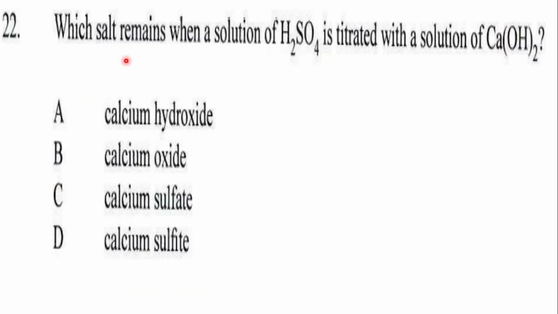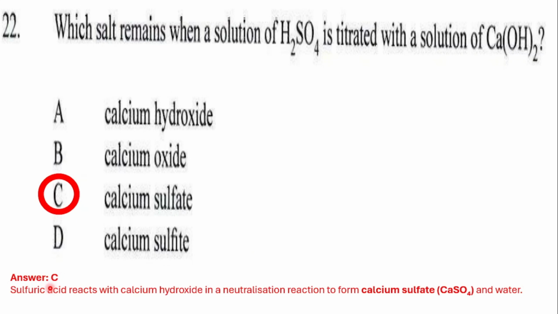So move on to question number 22, and it says, which salt remains when a solution of H2SO4 is titrated with a solution of Ca(OH)2? Is it calcium hydroxide, calcium oxide, calcium sulfate, or calcium sulfite? But the correct answer is definitely going to be C, calcium sulfate, because sulfuric acid reacts with calcium hydroxide in a neutralization reaction to form calcium sulfate, CaSO4, and water. And so here we have a neutralization reaction where a salt is being formed and water. So the correct answer is definitely going to be calcium sulfate.